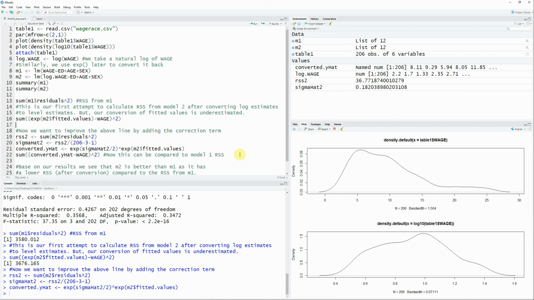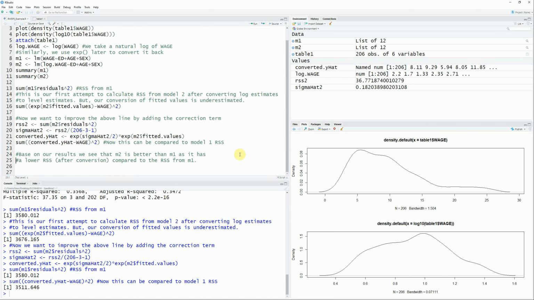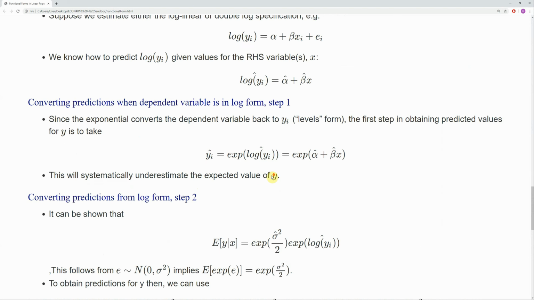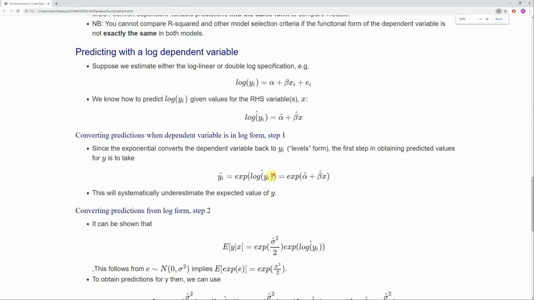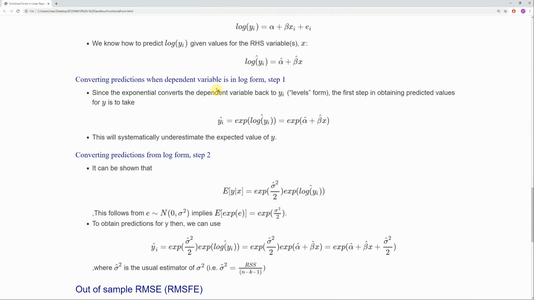Let's go back up and run the residual sum of squares for the first model. So we have in the same screen again, 3580, and we run this, nice, 3511. Now we see that after we apply the right correction, that number is smaller. That means that model 3 is actually more efficient in explaining the base variable. So that was an example of how to predict our fitted values when we deal with a log functional form for our dependent variable.